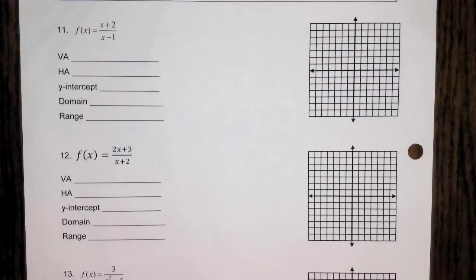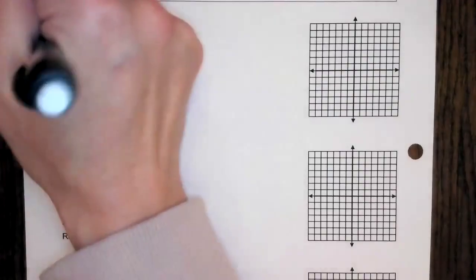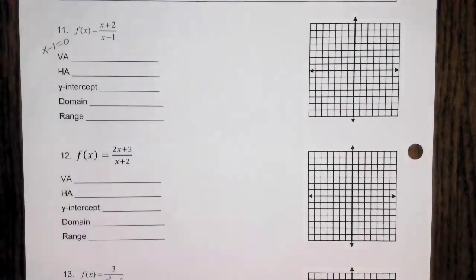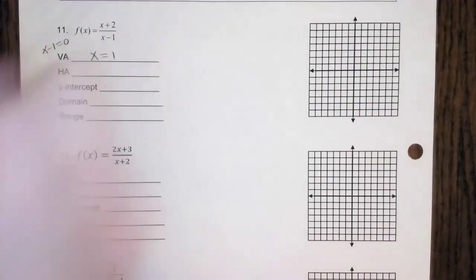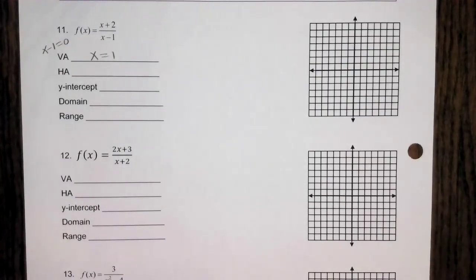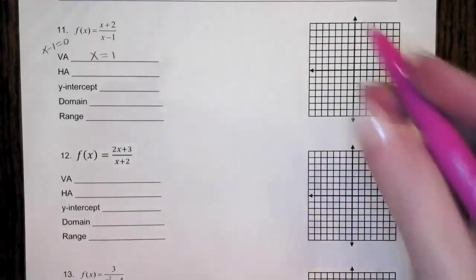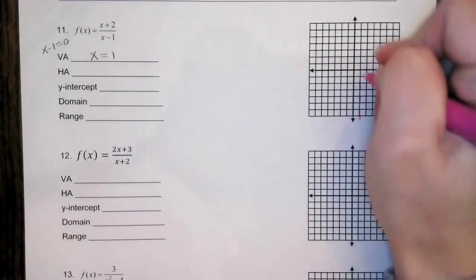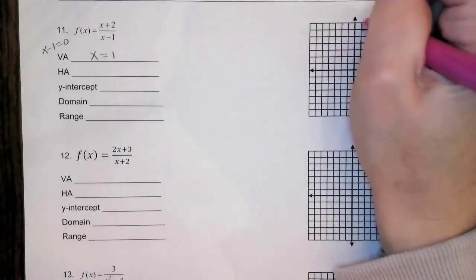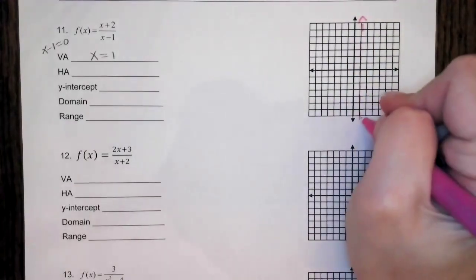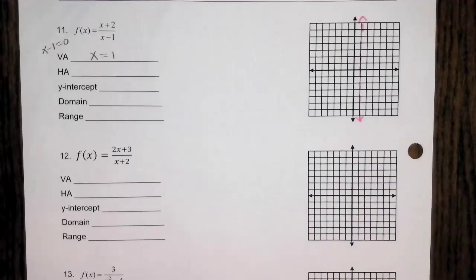All right, this first one doesn't need any factoring. We're ready to go. So for our vertical asymptote, we said we take our denominator and set it equal to 0. So I take x minus 1 and I set it equal to 0. I'm going to add 1 to get it to the other side, so my vertical asymptote is x equals 1. That is a vertical line at 1. So I'm going to go to 1. And there is my vertical asymptote. When we draw the asymptotes, remember they are dashed or broken lines. You never want to draw a solid line because it is not part of your graph.